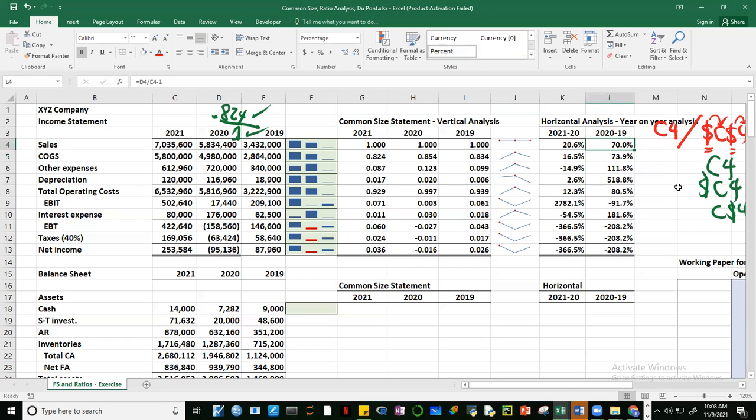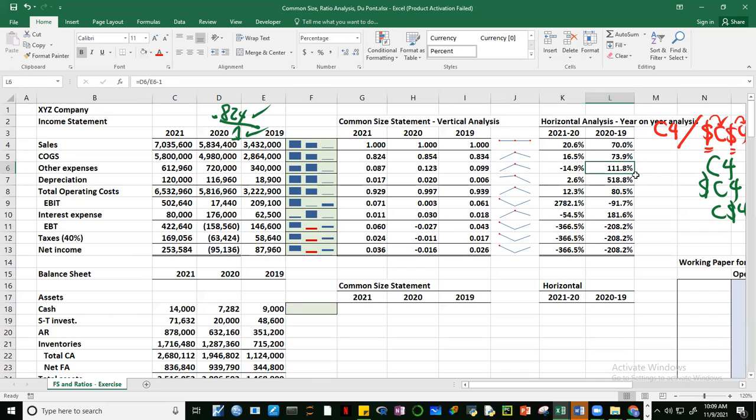Okay, ito nag-increase yung sales ng 70%, yung cost naman nag-increase ng 73. Okay, on the other hand, for 2020 and 2021, although sales increased only by 20.6, the cost of goods sold increased just by 16.5. So, in relation to the increase in sales, 2021-2020 period was a lot better compared to the other period. It was 70 and 73. The increase in cost of goods sold was way higher than the increase in sales. For 21-20, it's better. Okay.